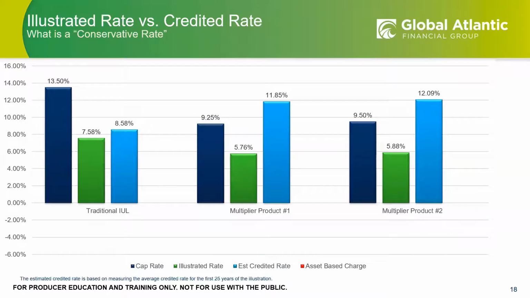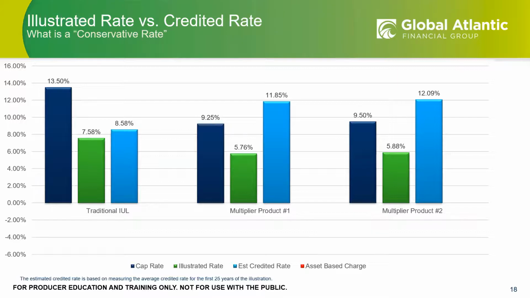But when you look at the actual credited rates between these, the traditional IUL has a 100 basis point account value enhancement. So you can see that reflected there, the actual average credited rate, 8.58, because you've got an additional 1% added to the account value every year. On the multiplier products, what you're seeing there is the bonus, so the bonus credit that's applied. So the average credited rate, even though you're illustrating at 5.76, the average credited rate in this example is 11.85. Over on the right, the average credited rate over the first 25 years was 12.09.